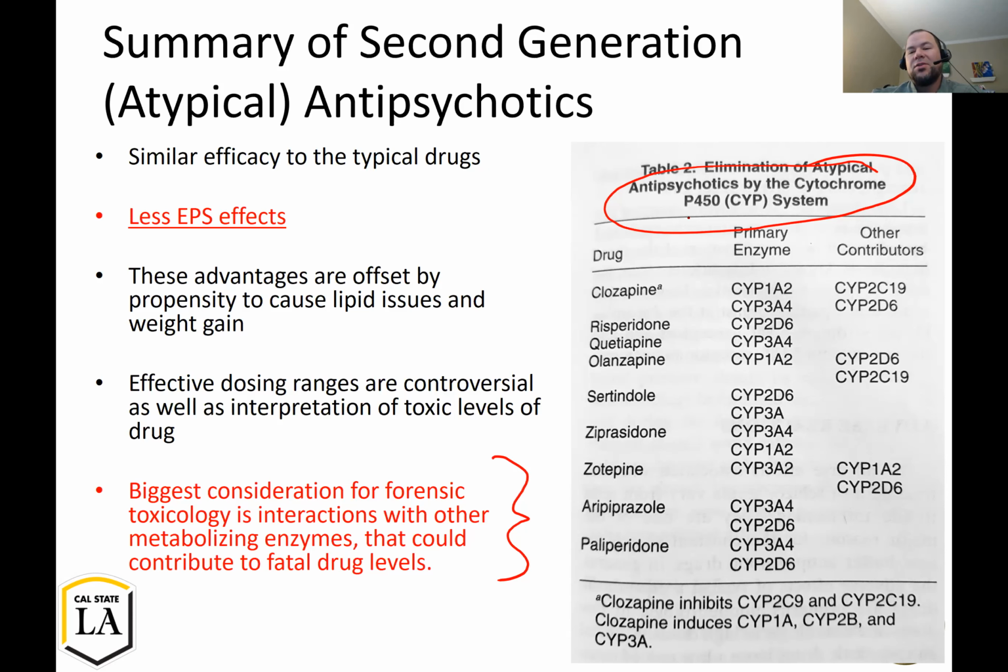So look at all these enzymes. Clozapine inhibits CYP2D6 and CYP2C19 and induces CYP1A, 2B, and 3A, right? So if clozapine's on board and you're taking a bunch of other drugs that are primary substrates for these other cytochrome P450 enzymes, there can be some issues. So that's another good reason why we want to know about these drugs.